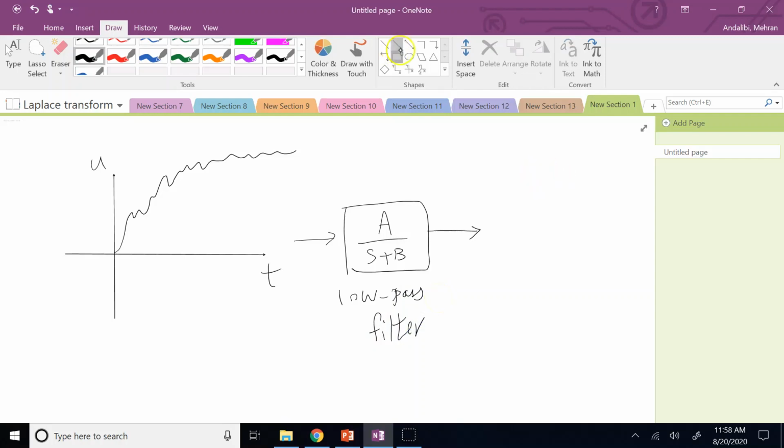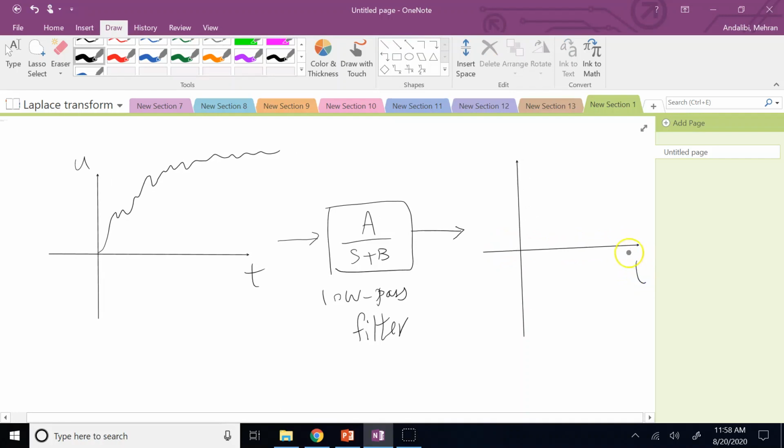Then your output, if you plot it, would be the same signal but filtered out. So something like this, basically, right? So it's the filtered version of this. The high frequencies would be filtered out.